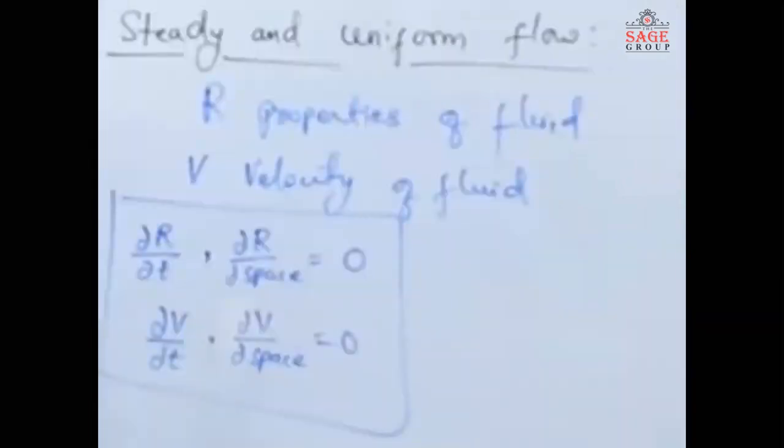If we talk about steady and uniform flow, here both the properties are combined, or add on to each other. Now del R upon del T and del R upon del space do not change; all are constant.